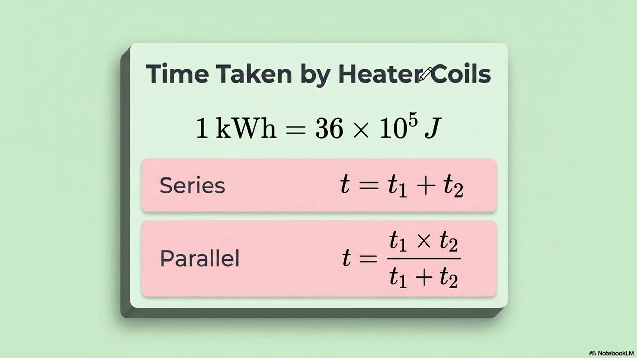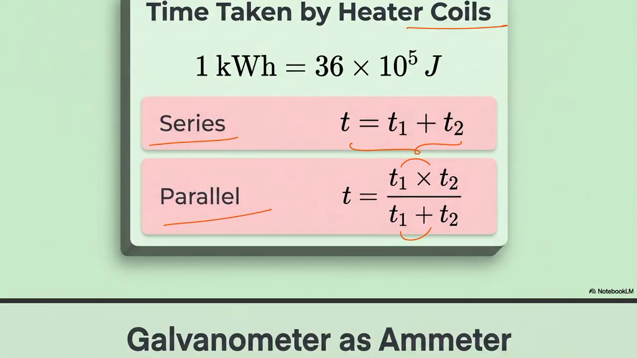Next is time taken by heater coils. So heater coils are nothing but like a resistance type. In series we have to directly add up the time. In parallel, if it is only 2, then we just multiply and then divide by the addition. You have to add 1 upon like that, the reciprocal. Just how we are adding the resistance like that.